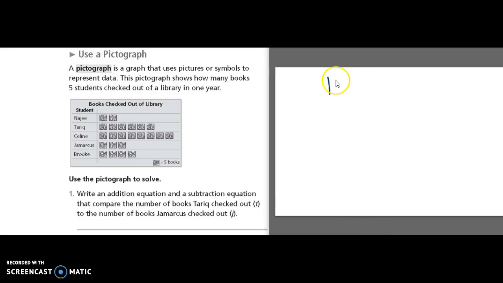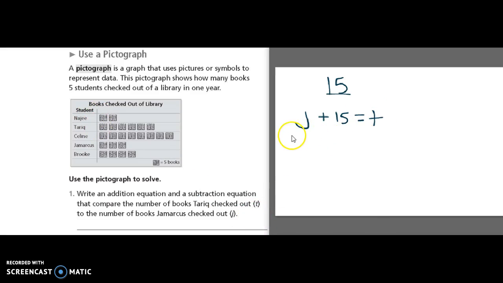So we said 15 is what we found. So I'm just going to write that at the top so we can see it. My addition equation is going to be, I'm going to look at who has made the least amount of books. That's between these two people. So I'm going to say it was Jamarcus, so that was J. So I'm going to say J plus our number here, 15, should be equal to how much our other person read, which was T.